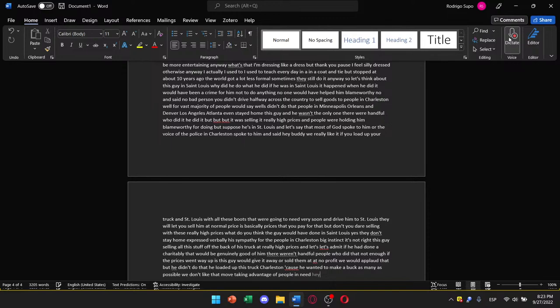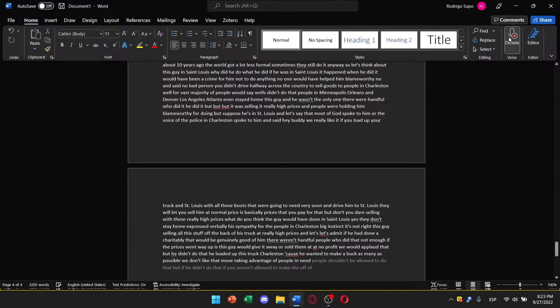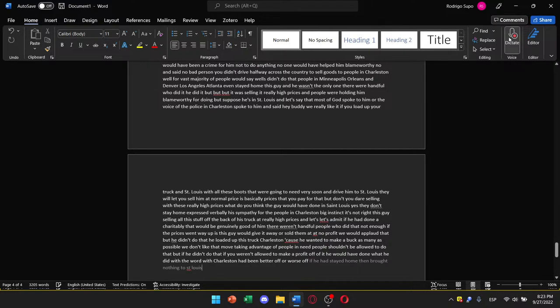But if he weren't allowed to make a profit off of it, he wouldn't have done what he did. Would the world of Charleston have been better off or worse off if he had stayed home and brought nothing to Charleston, compared to bringing the stuff from St. Louis to Charleston and selling it at a high price? Worse off. Huh? Could be better off.